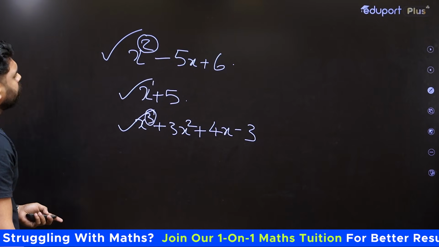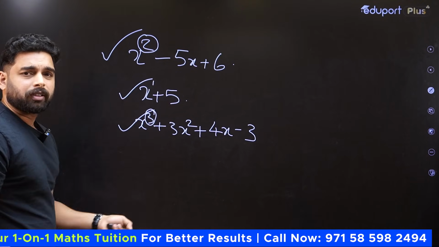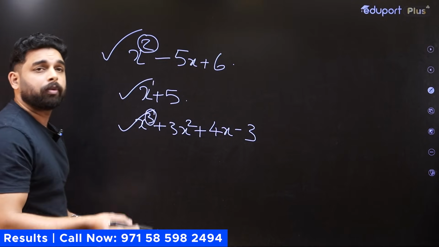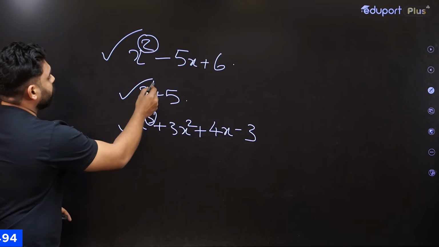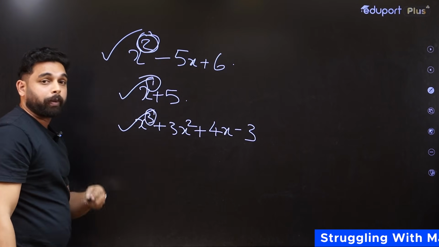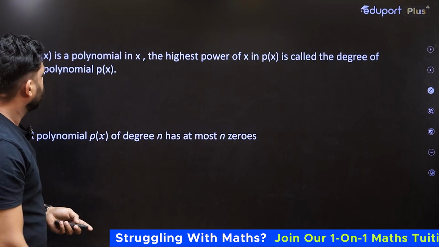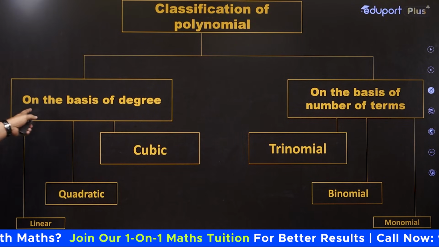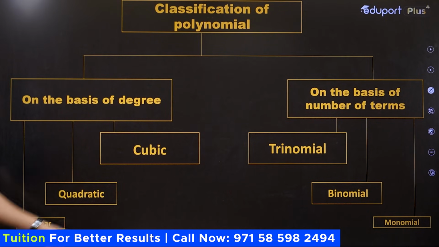Okay. So, these are the polynomials which we are covering in this chapter. That is linear polynomial where the degree of the power is 1, then quadratic where the degree of power is 2 and cubic where the degree of power is 3. So, let us classify these polynomials first on the basis of degree. Okay. So, it is linear polynomial, quadratic and cubic.